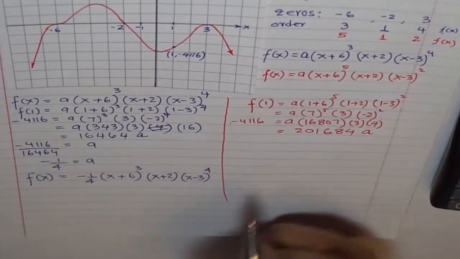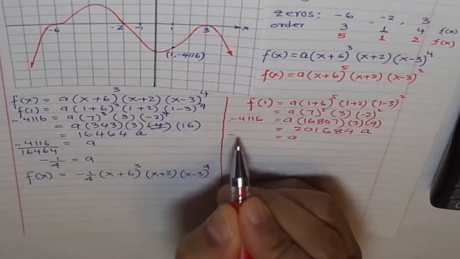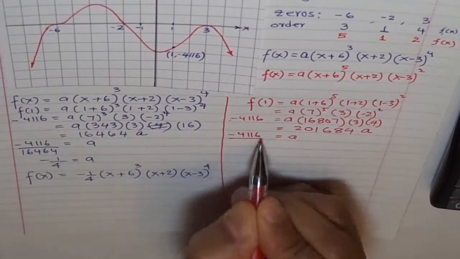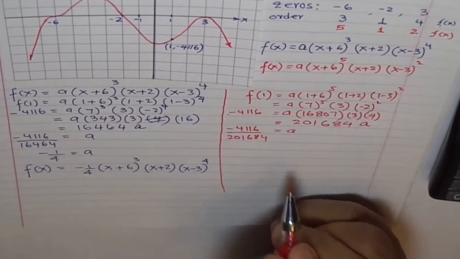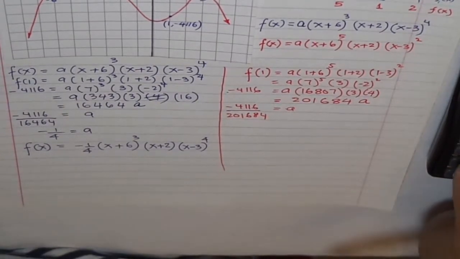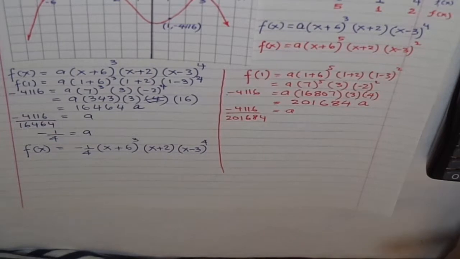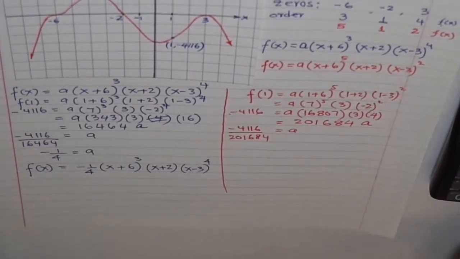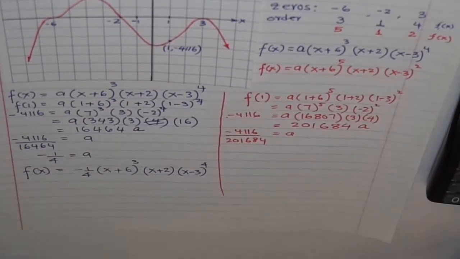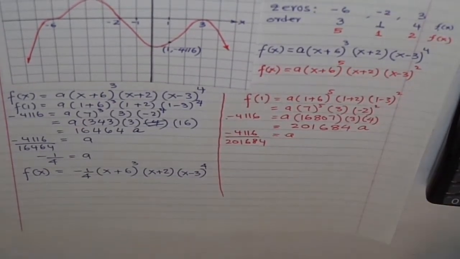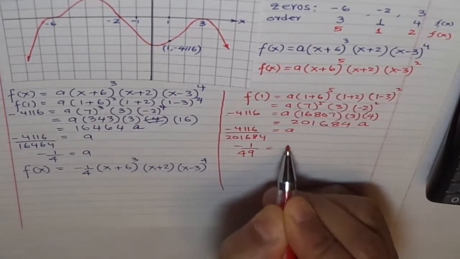16807 times 12 equals 201684, so we get 201684A. Now to find A, what is A equal to? A will be equal to minus 4116 divided by 201684. I'm not writing minus, I'm just saying 4116 divided by 201684 equals 1 over 49. So we get minus 1 over 49 equals A.